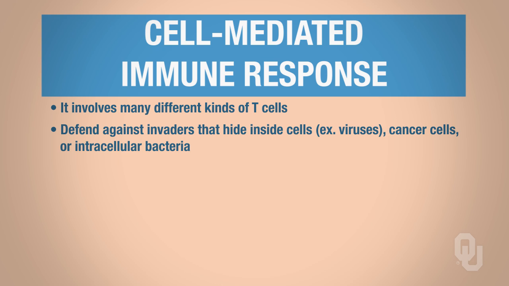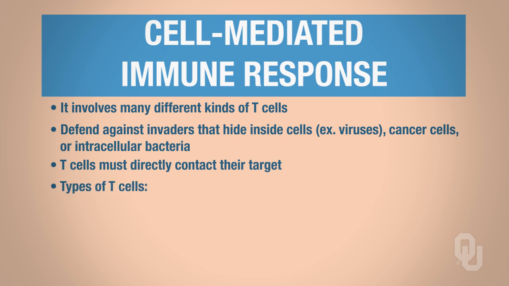So you may have virally infected cells. You can have cancer cells. You can even have intracellular bacteria. Now, with T cells, they have to come directly into contact with their target cell, the target cell being the virally infected cell or the cancer cell or the cell that's infected with an intracellular bacteria. And we'll describe shortly how those T cells come into direct contact with those cells.